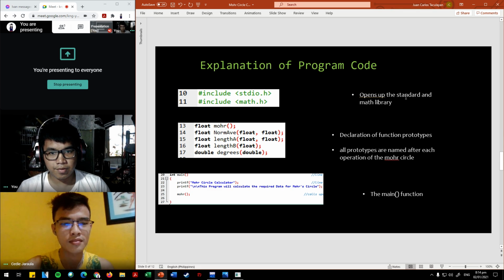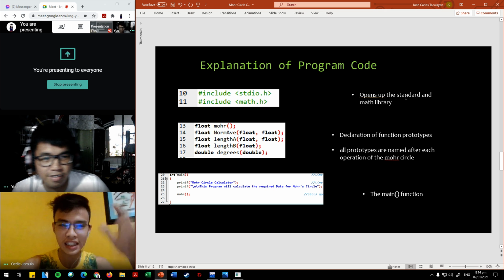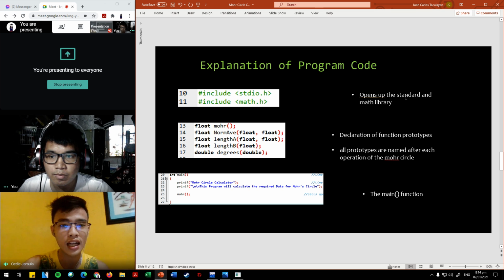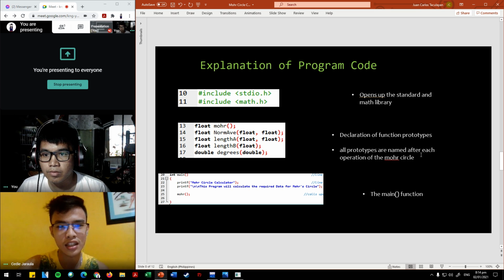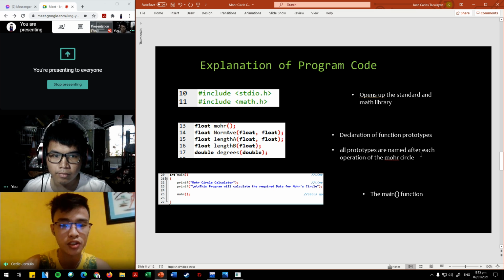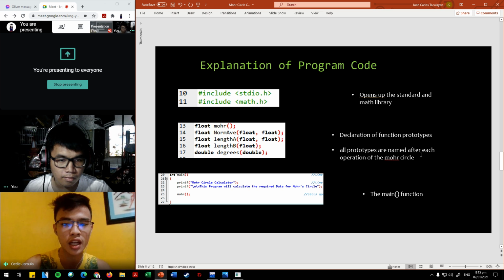Next, Cedie. Let's start with line 10. The include stdio.h. This line is known to contain the input or output operations like printf or scanf, and so on. And the .h extension means the header file.